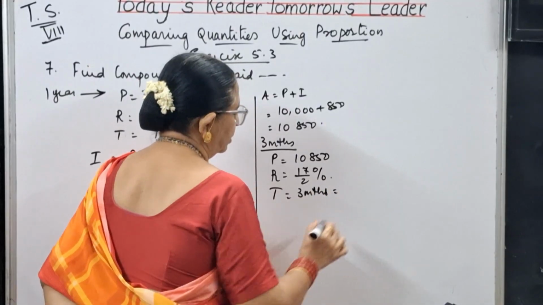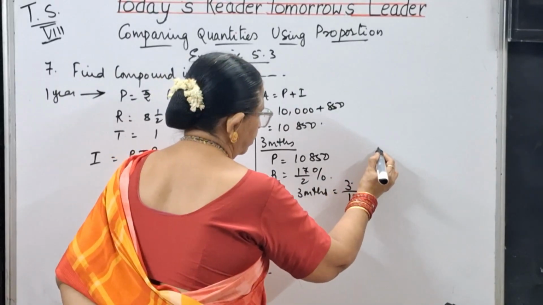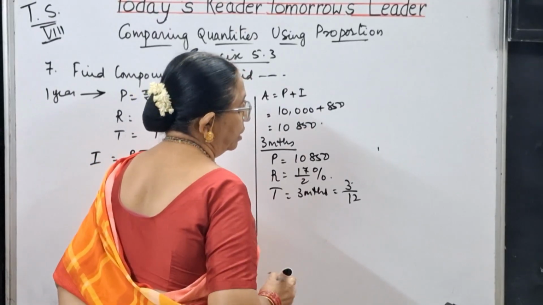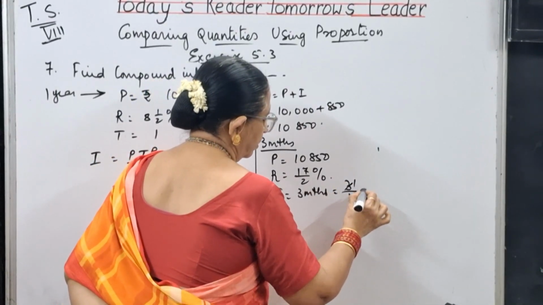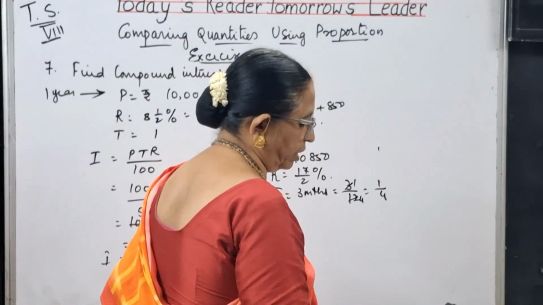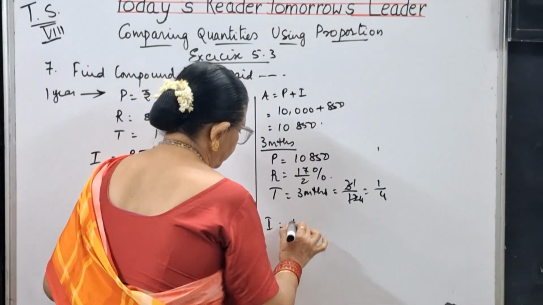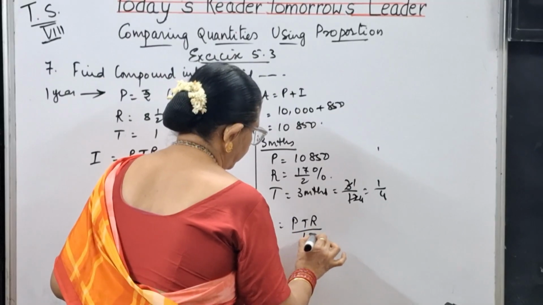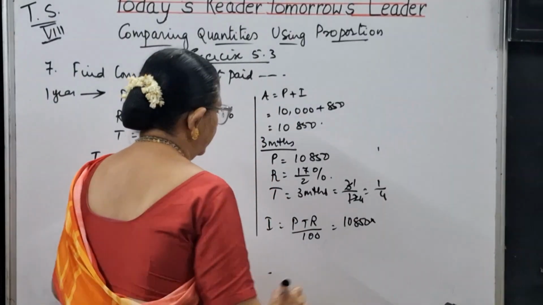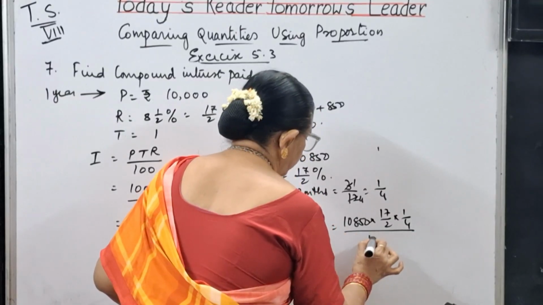3 months, that means you have to convert it into years. 3 by 12 years, that is, see, one year means 12 months. 3 months means how many years? 3 by 12 means you are getting T as 1 by 4. The T value as 1 by 4 you have got. So I is equal to PTR by 100, that is 10850 into 17 by 2 into 1 by 4 divided by 100.